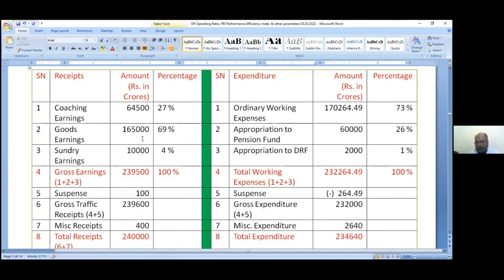Now we'll check the ordinary working expenses. Here ordinary working expenses are 1,70,264.49 crores. Appropriation to pension fund is 60,000 crores. And appropriation to DRF, we have provided a very nominal amount, 2,000 crores. That means the total is 2,32,264.49. Now please tell me, what is the operating ratio formula? Total working expenses divided by total earnings into 100. Yeah, please calculate the operating ratio for this 2022-23.